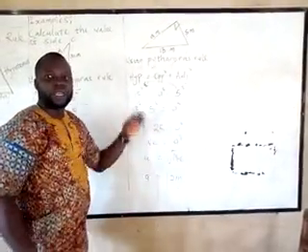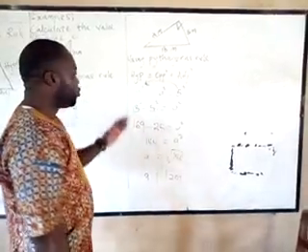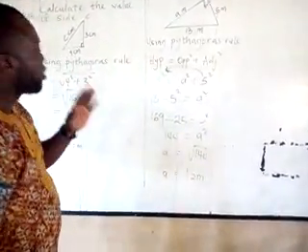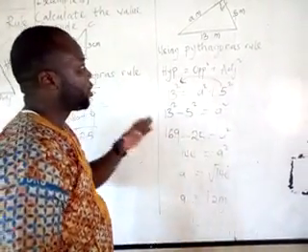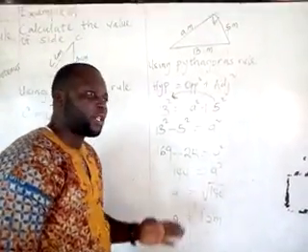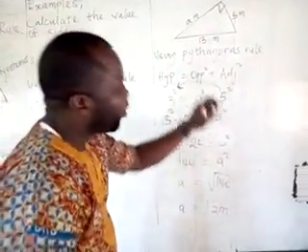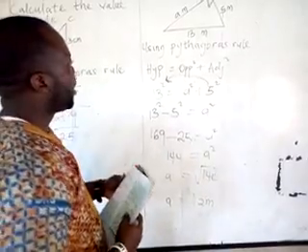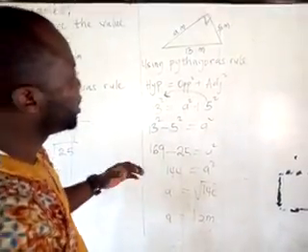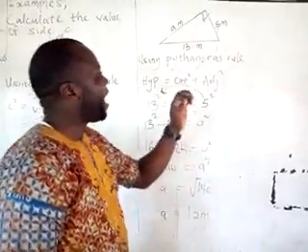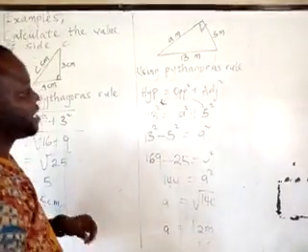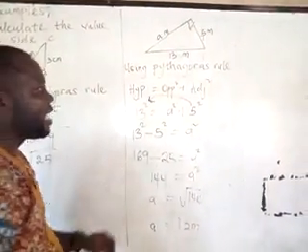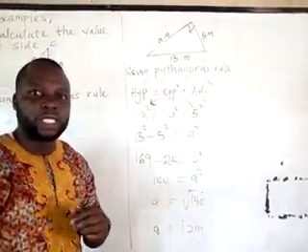So it is very simple. All we need to do is to just take cognizance of the rule. When you are looking for hypotenuse, hypotenuse square equals opposite square plus adjacent square. When you are looking for opposite, it will be opposite square equals hypotenuse square minus adjacent square. When you are looking for adjacent, it will be adjacent square equals hypotenuse square minus opposite square.